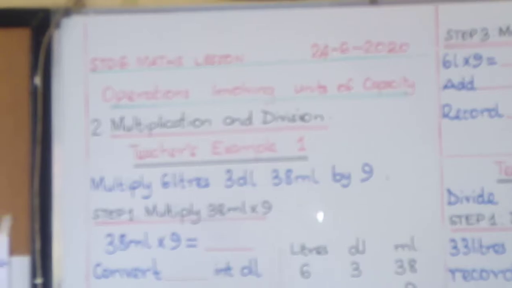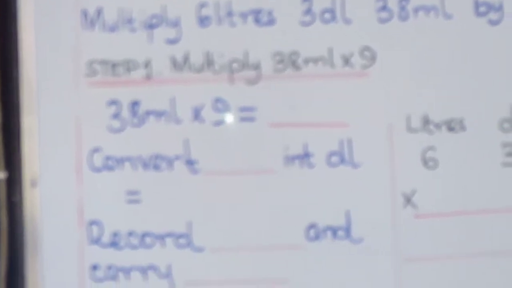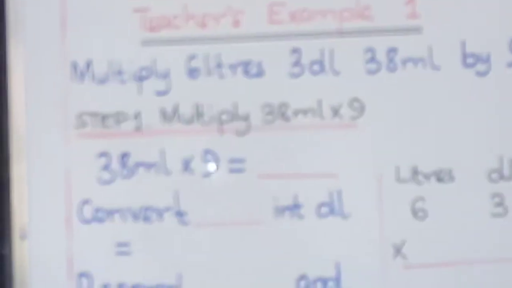And I hope you will understand. We will be using the conversion table there often as we continue. And so our first step here is to multiply 38 milliliters. First, let's read the question. Multiply 6 liters, 3 deciliters, 38 milliliters by 9. So step 1 is multiply 38 milliliters by 9.